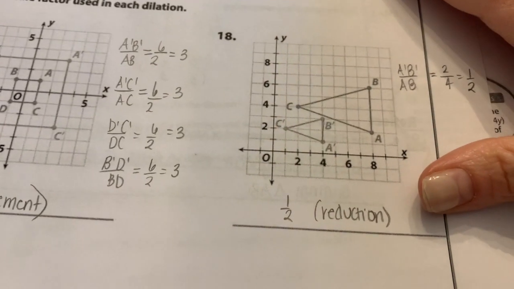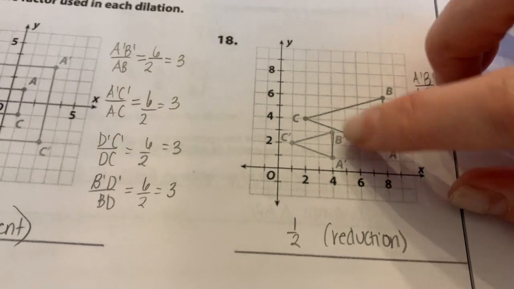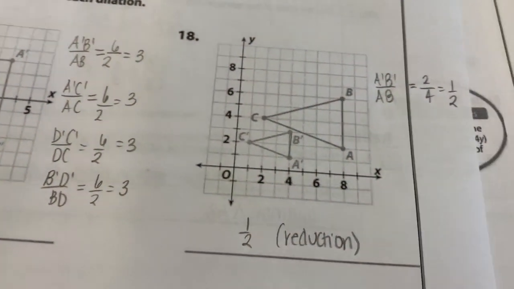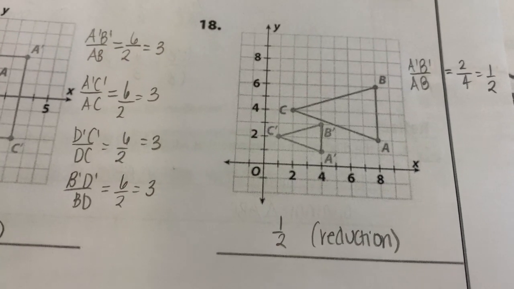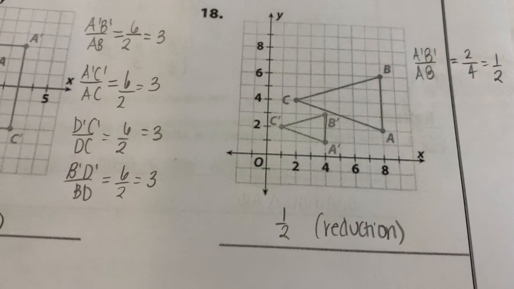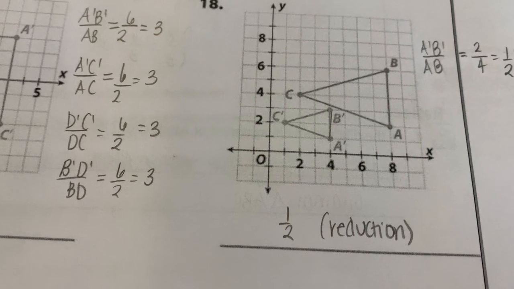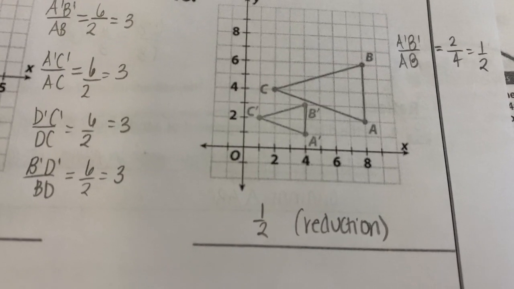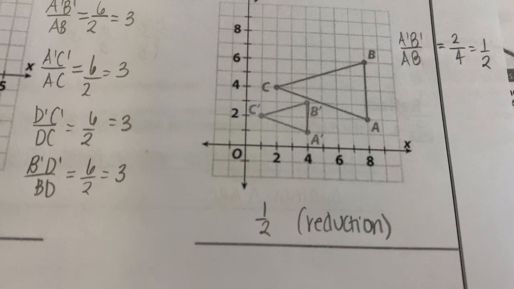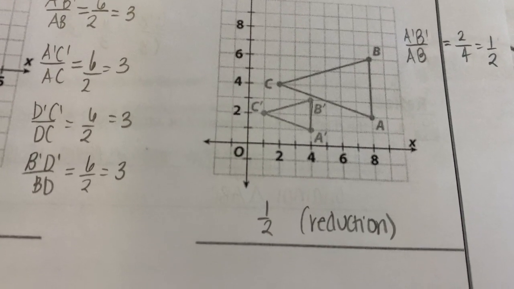For number 18, there's only one straight side that you can use to find your scale factor, but that's okay. You look from the original to the image and you can see that it's gotten smaller. So this one is a reduction. And when you find the ratio, you see that it is a 2 to 4 ratio, which means that your scale factor is 1/2.